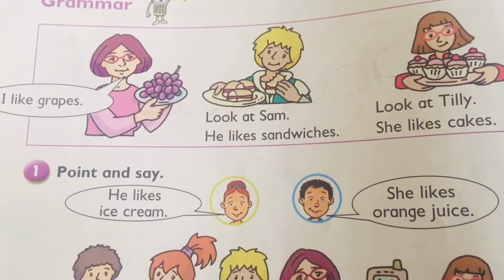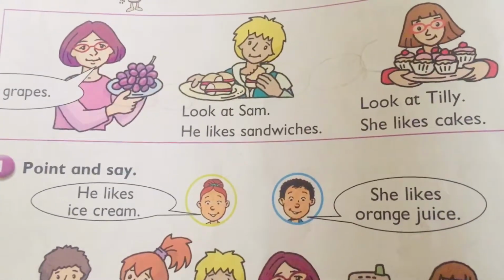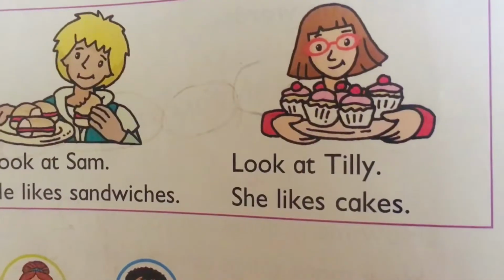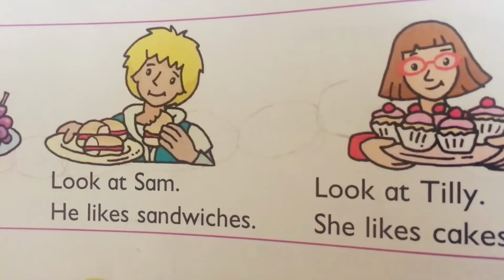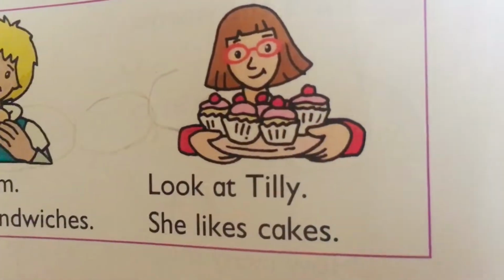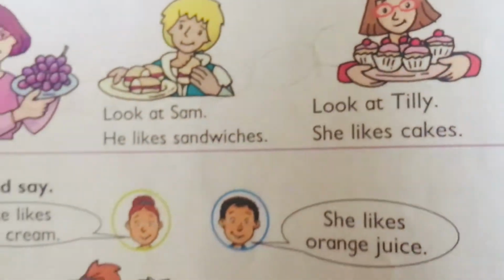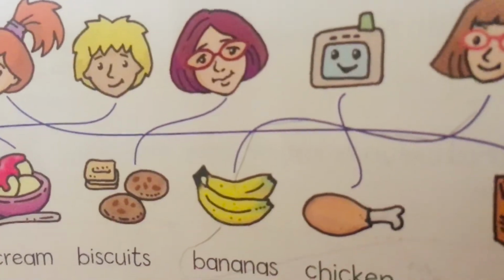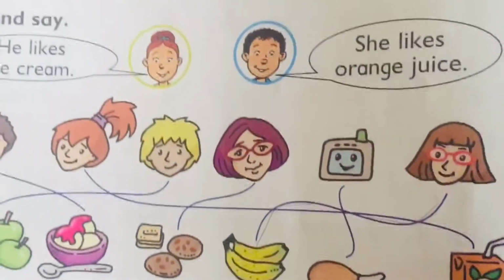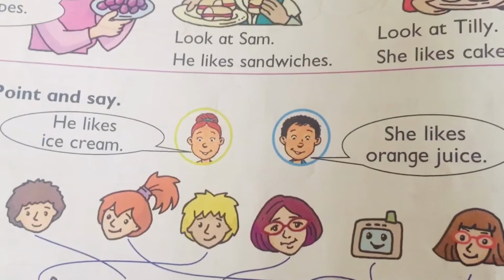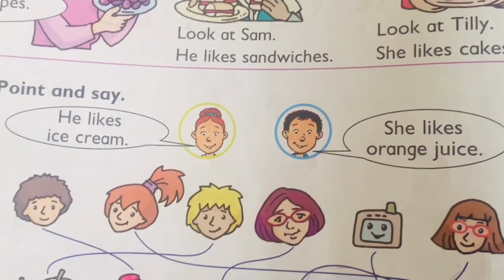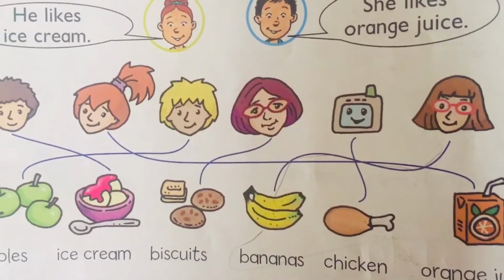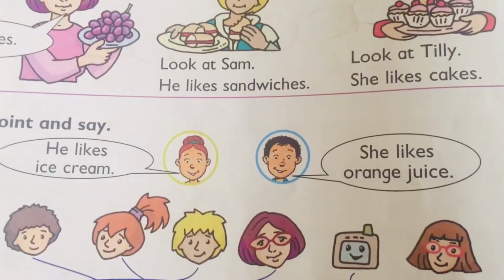And when do we use likes? We use likes with he and she. He likes sandwiches. She likes cakes. And we also use it with it. It likes chicken. So, he likes an ice cream. She likes an orange juice. It likes chicken. He, she, it.